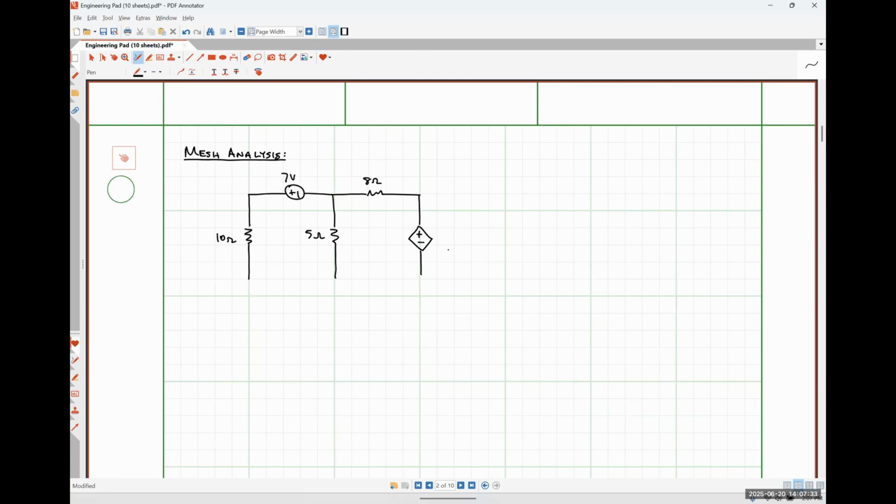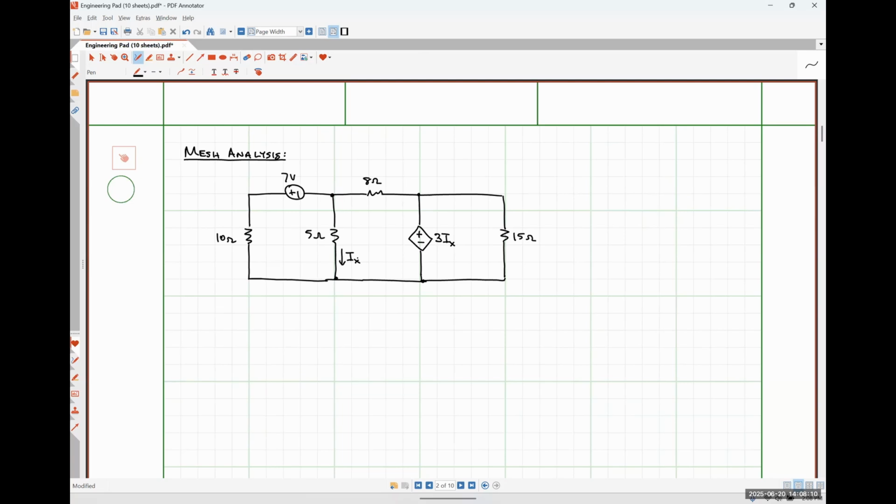So let's say that this is 3Ix, and let me just put another resistor over here to the right. So this will be 15 ohms. And I'm going to define my current Ix as the current flowing down through this 5 ohm resistor.